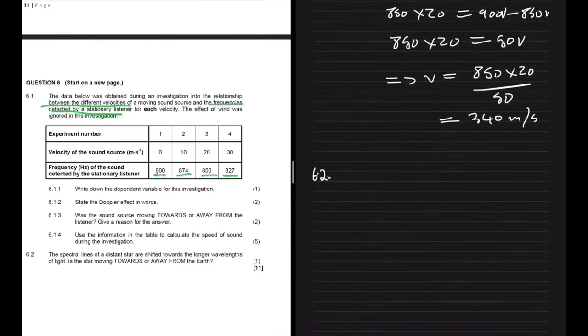6.2 The spectral lines of a distant star are shifted towards the longer wavelengths of light. Is the star moving towards or away from the Earth? It's moving away from the Earth. It is shifted towards the longer wavelengths, so it is shifted towards the red end of the spectrum. It's a red shift, and the red shift occurs when a star is moving away from the Earth.